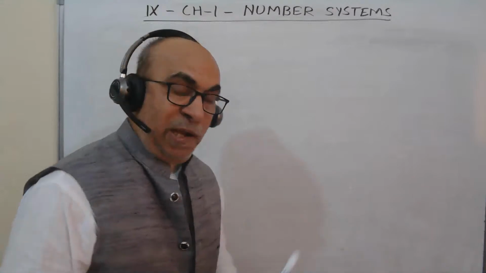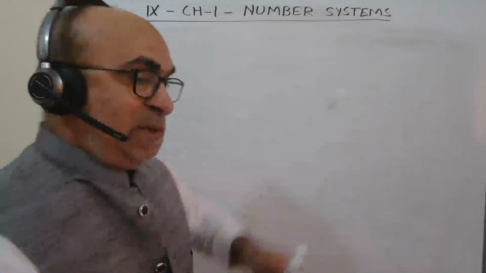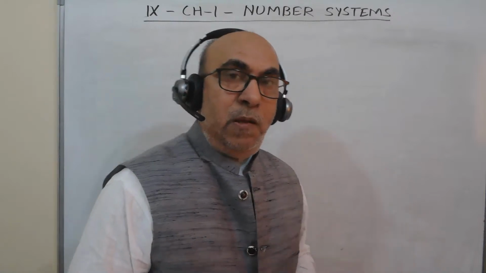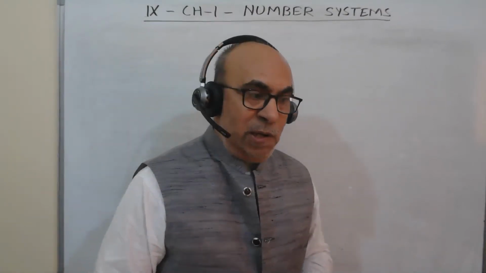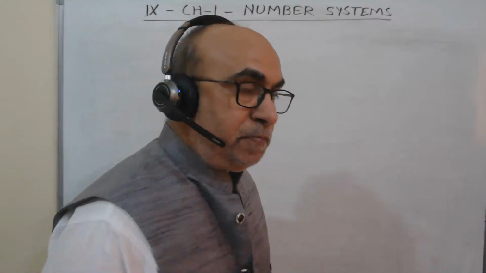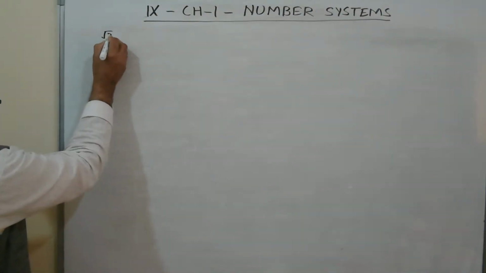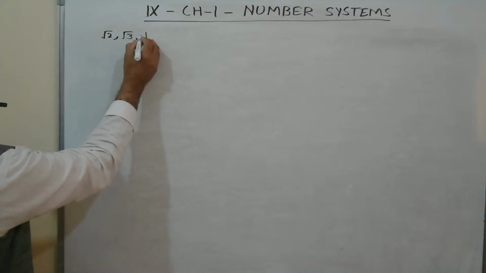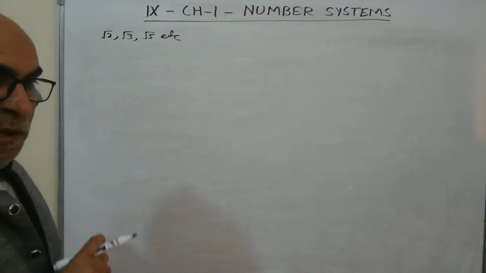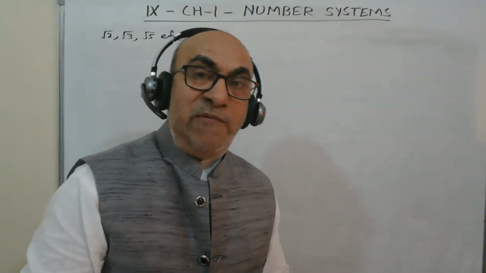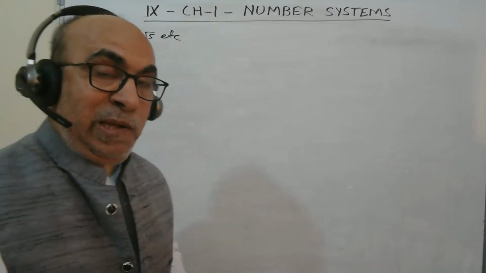Today it is the second video of chapter 1, number system, and today we will represent irrational numbers on the number line, like square root 2, square root 3, square root 5, etc. These are irrational numbers, and today we are going to learn how to represent them on the number line.